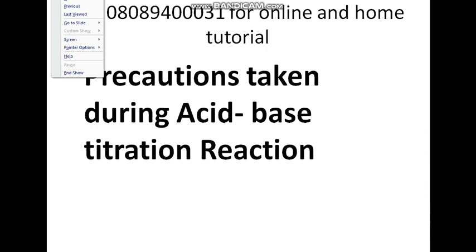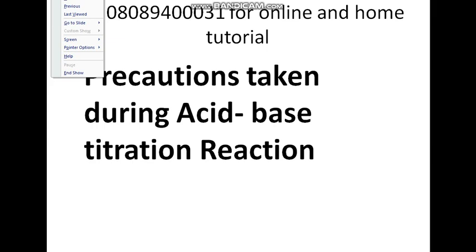Point number 4. Ensure that the jet of the burette is filled with acid solution. Point number 5. Remove the funnel from the burette before the start of the titration experiment. Point number 6. Rinse the conical flask with distilled water only. Point number 7. Rinse the pipette first with distilled water and then with the base solution. Point 8. Rinse the burette with distilled water and then with acid solution.